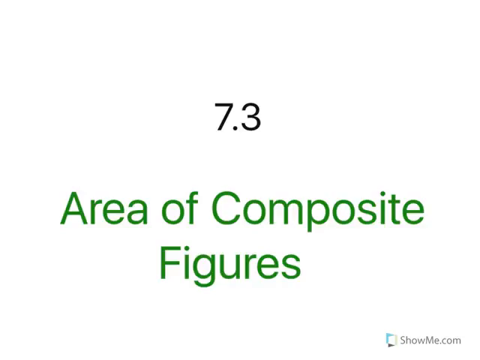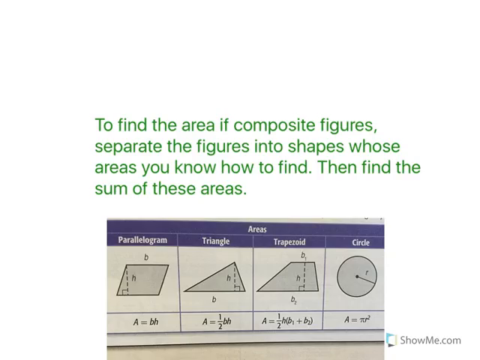This lesson is on section 7.3 titled Area of Composite Figures. So we've already learned how to find the area of different polygons, and what we're going to do now is take the areas of the different polygons and add them together. To find the area of composite figures, we're going to separate the figures into shapes whose areas you know how to find, and then add these up and find the sum of these areas.